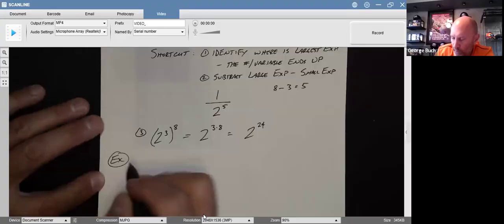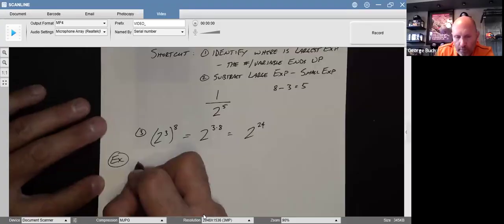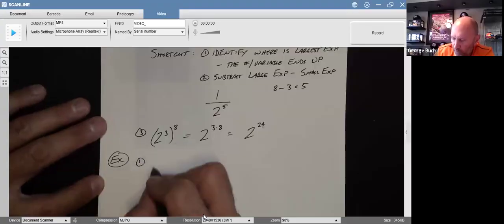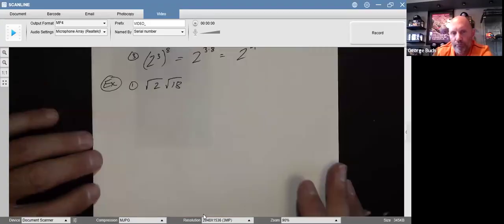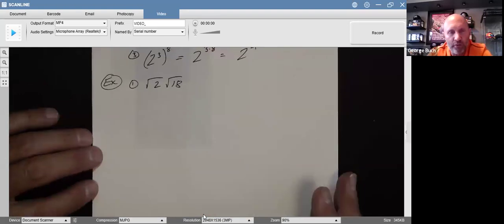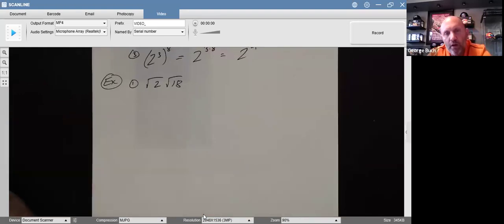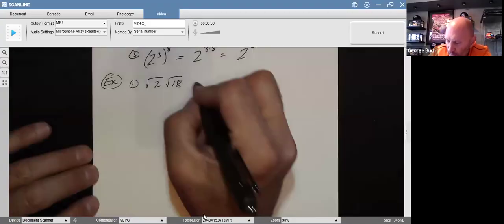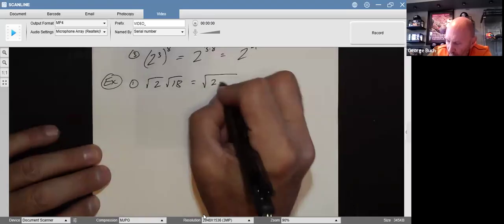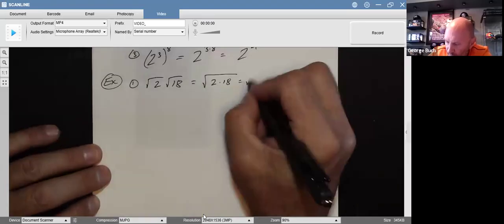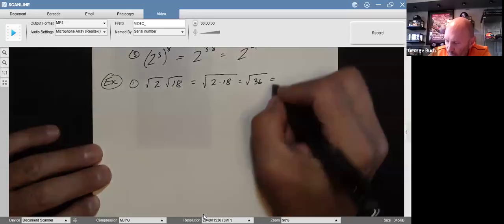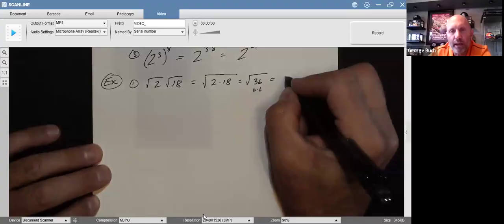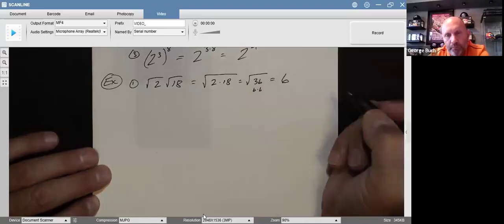How about our radical properties? So let's say we want to simplify the square root of 2 times the square root of 18. Well, square root of 2 is not a nice number. Square root of 18 is not a nice number. But if we apply our first property, this is the same as if I combine them: 2 times 18. And 2 times 18 is 36. And square root of 36 is what? 6 times 6. So that's what I pull out. So my answer then would be 6.